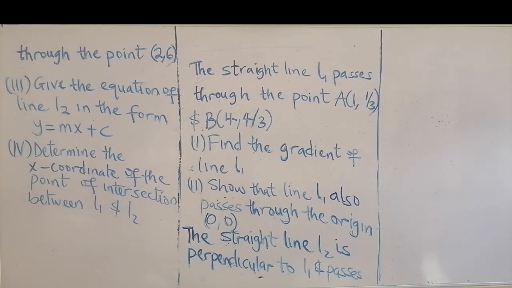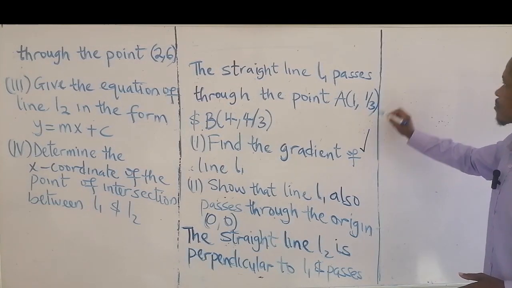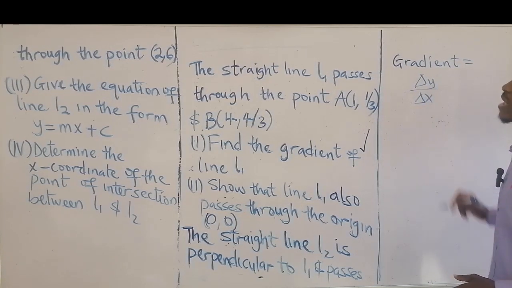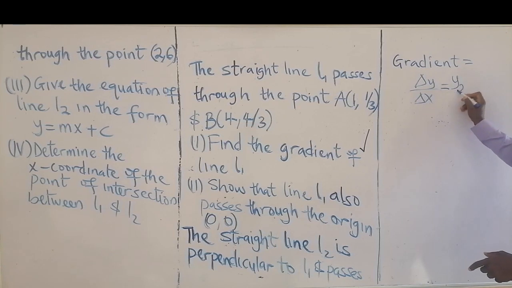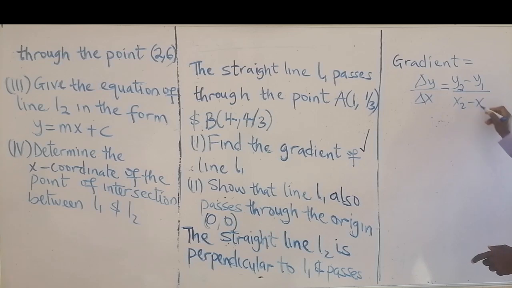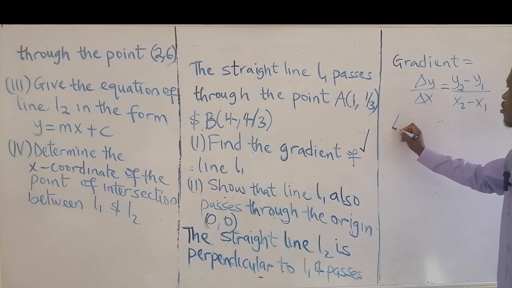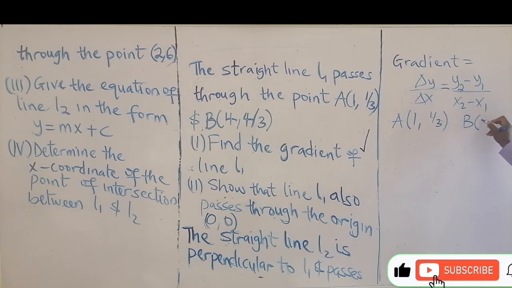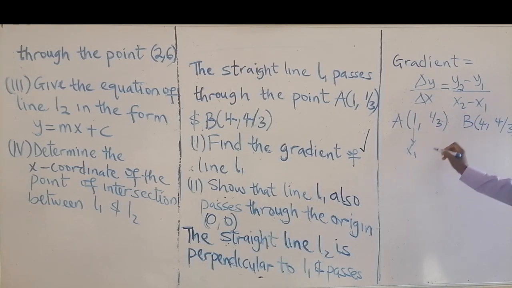So let's look at the first part of the question. We are told to find the gradient here. Gradient has this formula, which is change in y over change in x. Change in y will be y2 minus y1, and change in x will be x2 minus x1. So let's check the coordinates we have. We have A, (1, 1/3), and B, (4, 4/3). So this will be x1 and this will be y1, coordinate is (x, y). So this will be x2, and this will be y2.